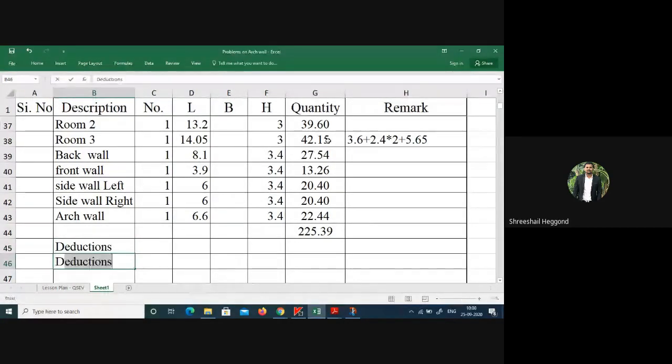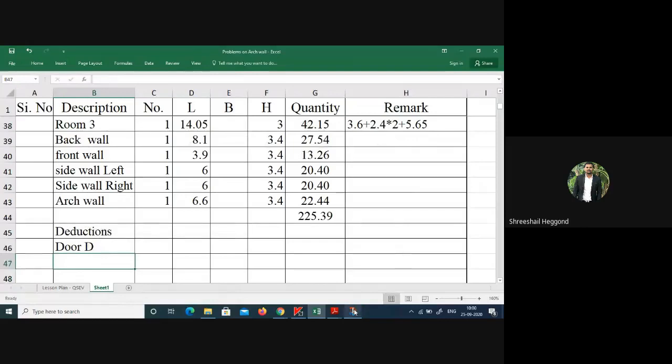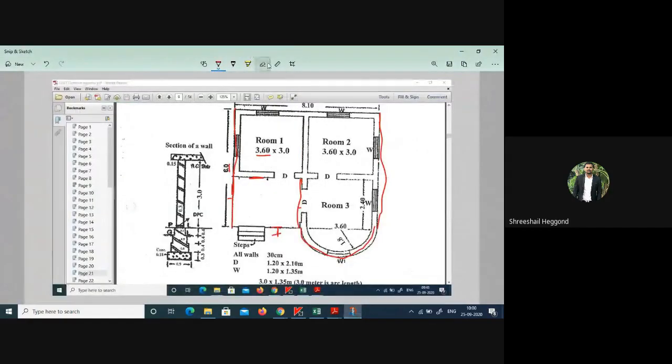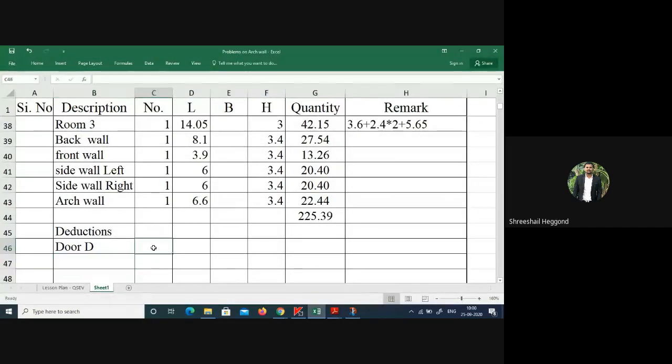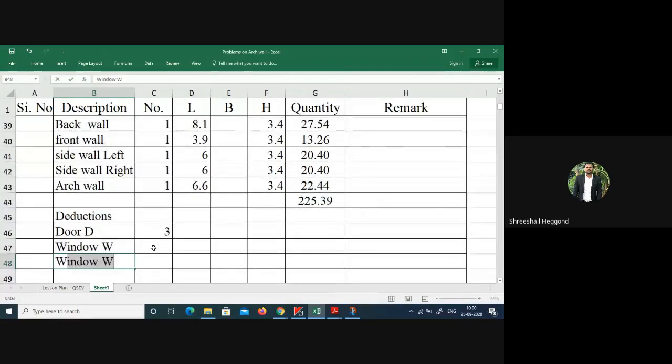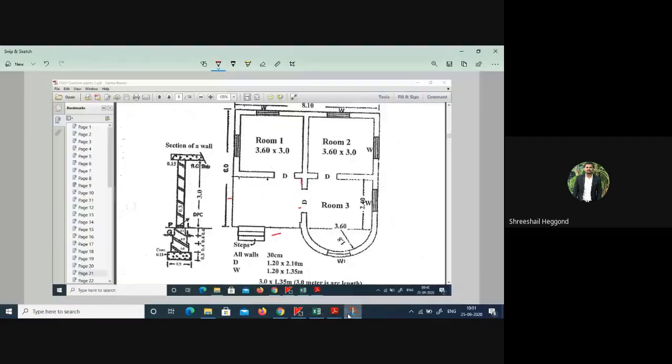That is for door of D variety. Next is any other components, that is windows. Window is 1, 2, 3, 4, 5. There are 5 windows of W variety and 3 windows of D variety. And window of variety W1 is 1 number. Okay. Any other components which have to be deducted?